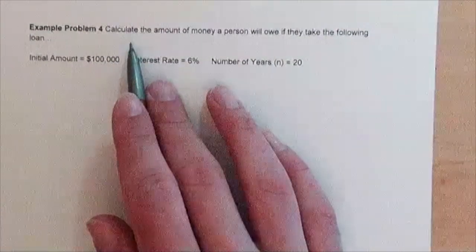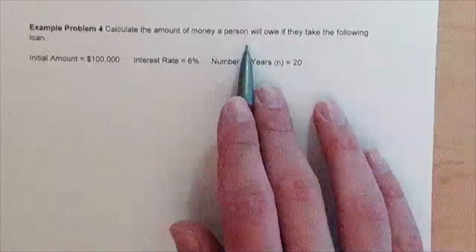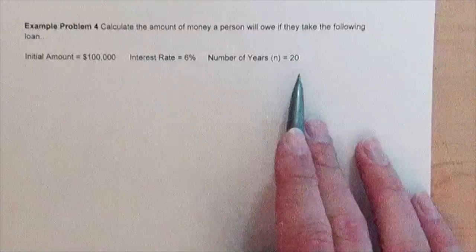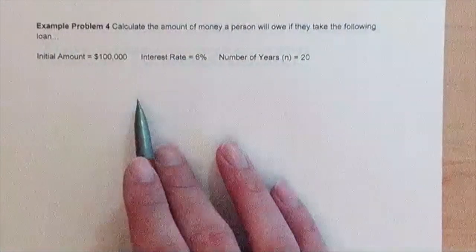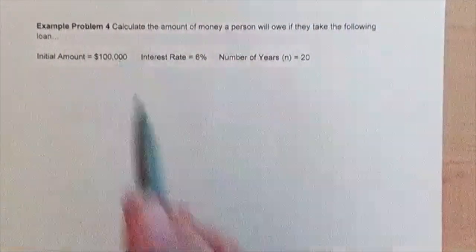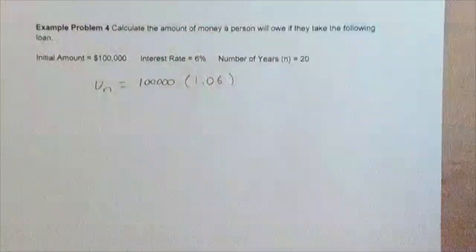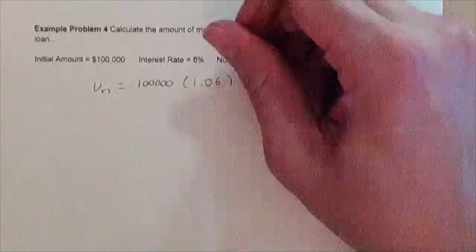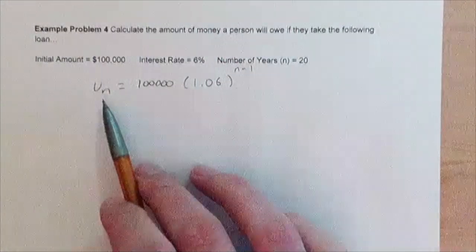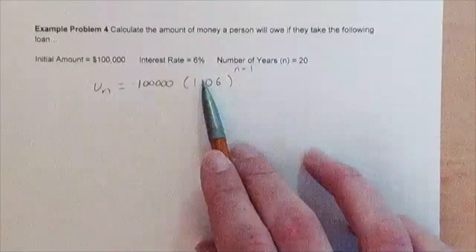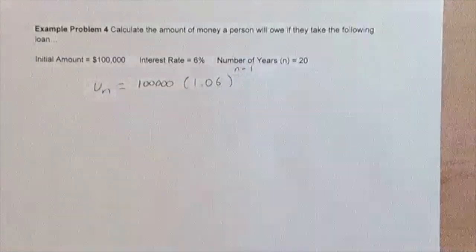So for example problem 4, it just says, calculate the amount of money a person will owe if they take the following loan. So we have the information, and we don't even need to write it out. We can just put it into the equation. The initial amount was $100,000. The interest rate was 6%. So this is the equation. But if we're trying to figure out what happens in 20 years, all I'm going to do is put 20 in for n minus 1, right? So it's going to be 1.06 to the 19th power.